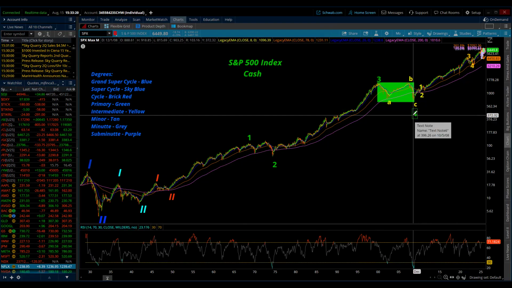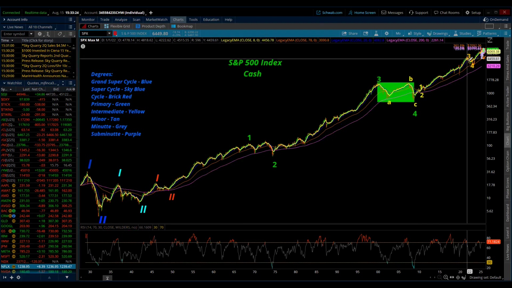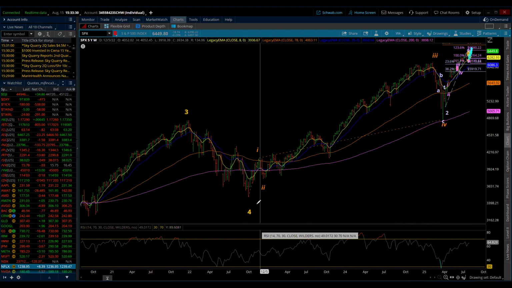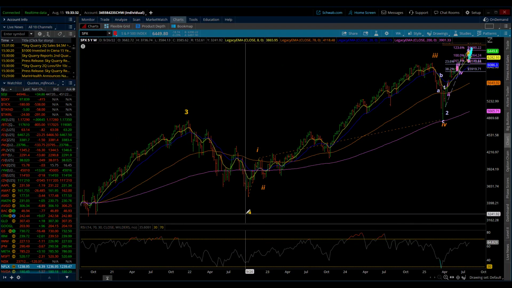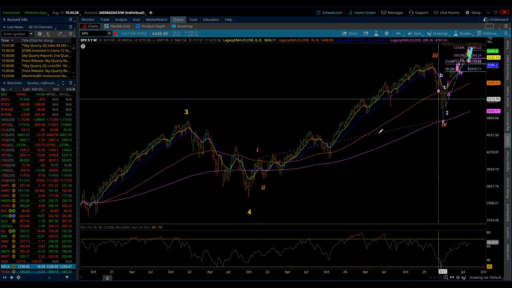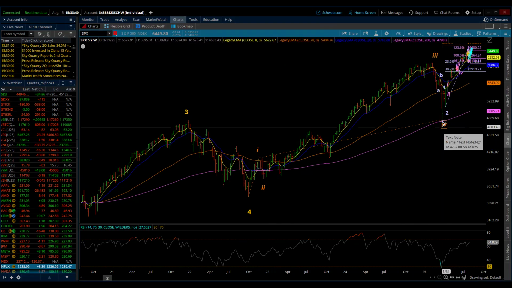And within the primary wave 5, there will be 5 waves of intermediate degree, which again, 1, 2, 3, and 4 are complete. Now I can drop down to my 5-year weekly chart, and there's intermediate 3, here's intermediate wave 4. So what's going to be inside intermediate wave 5? 5 waves of minor degree, of which 1, 2, 3, and 4 are complete.